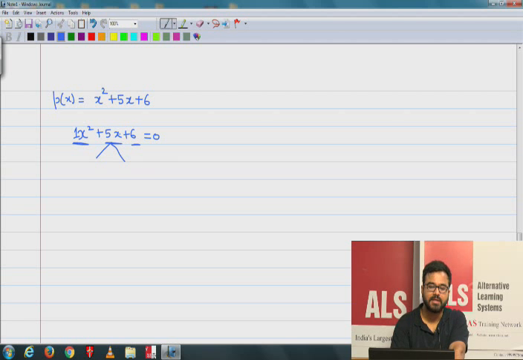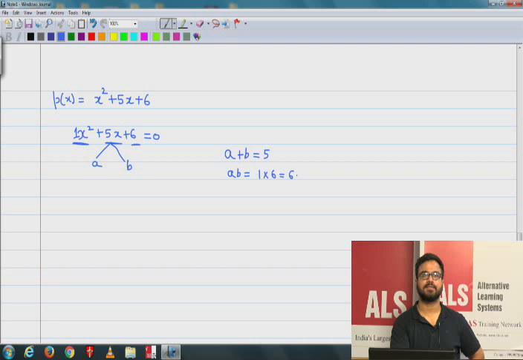Now we have to see that the coefficient of x is plus 5. So we have to divide this plus 5 into 2 parts. Let's say those 2 parts are a and b. So the condition should be that a plus b, the sum of those 2 numbers, should be equal to 5, and the product of those 2 numbers should be equal to the product of the leading coefficient 1 and constant number 6. So leading coefficient is 1 and constant number is 6. So 1 into 6, that will be equal to 6. So that is the product of the numbers.